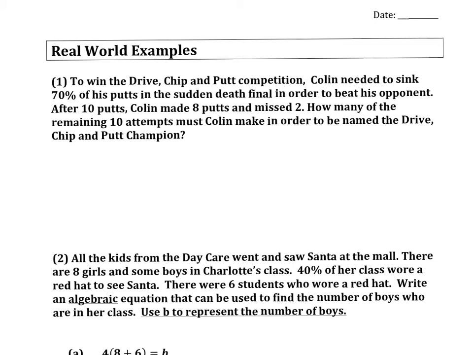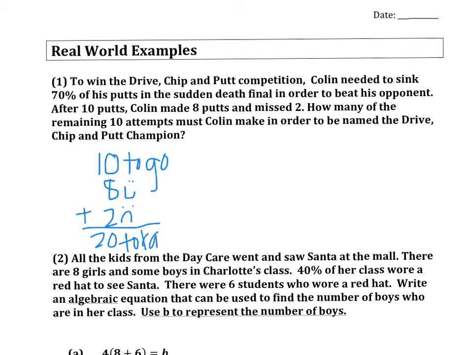So we have to determine how many total putts he does in the whole competition, like a starting point. So he has 10 left, 10 to go, and he's already made 8, so I'm going to put a smiley face by 8, and he's missed 2. I'm going to put a frowny face by 2. So together, he has 20 total putts. He needs to make 70%.